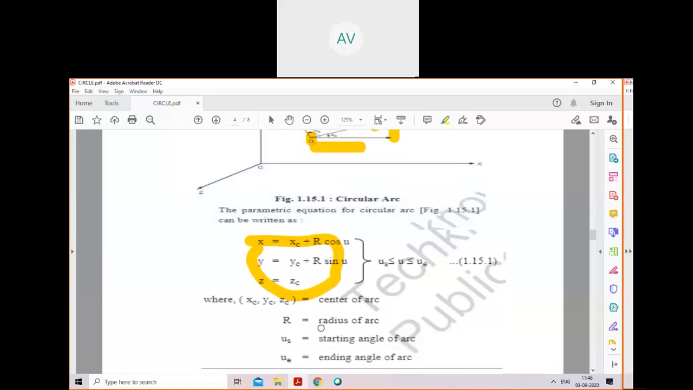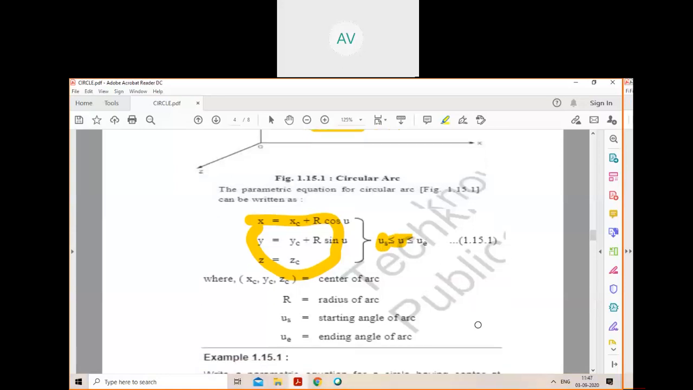Then center of arc, radius of arc, starting point: us will be, denoting us as the starting angle of the arc, uv the ending angle of the arc. That's why the limit of the arc will be us less than or equal to u less than or equal to uv, the end point of the arc. This will be the boundary condition for development of the arc.